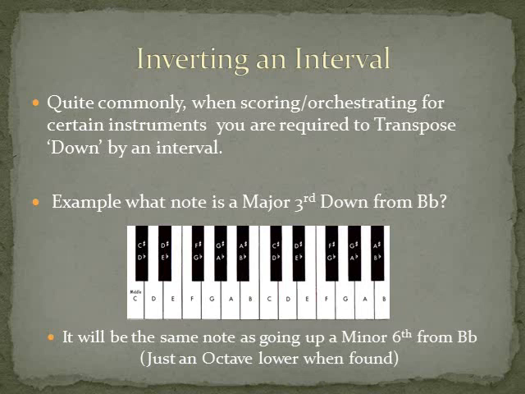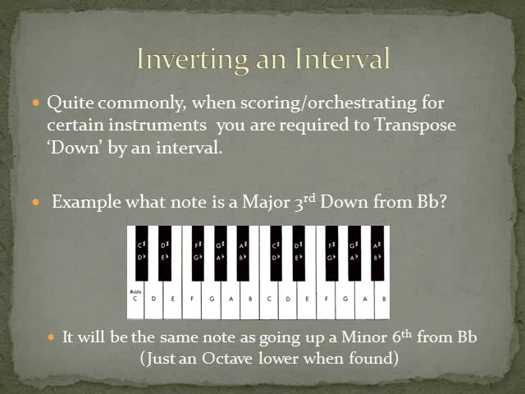Sometimes when you're actually scoring or you're needing to use intervals for orchestration purposes, certain instruments require you to transpose down by an interval. You might need to go into concert pitch, or you need to go from concert pitch. And you need to find out what an interval down is. So here's an example of a note, a major third down from B flat. Now looking at the piano, you might look at that and think, yeah, okay, it's G flat. What is it, F sharp? Right, okay, I can see it, I can hear it, but which one do I choose?